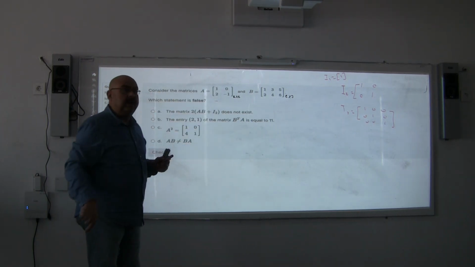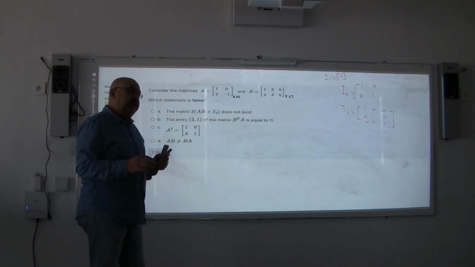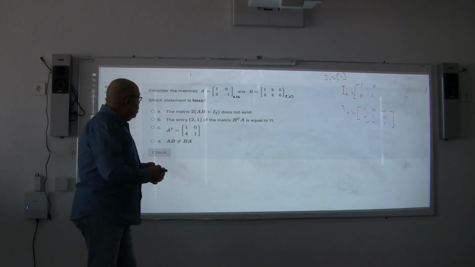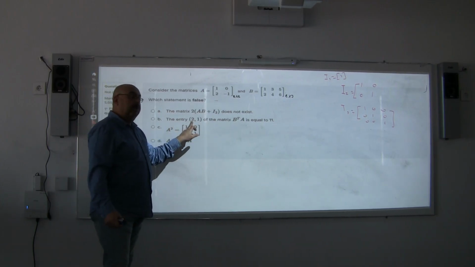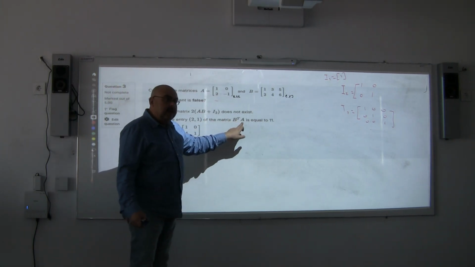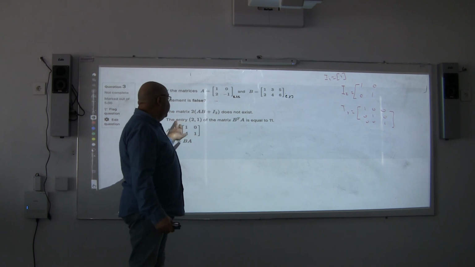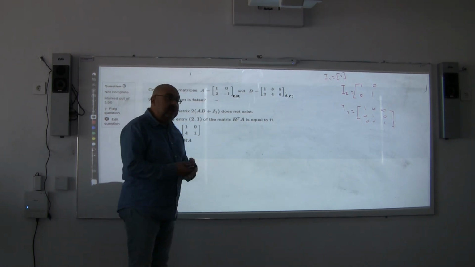And this is not going to be correct, because I'm not asking you about the correct questions or the correct statements, but I'm asking about the false statements. Okay, now for the entry 2, 1 of the matrices B transpose times A. How to get the entry 2, 1 from the matrices B transpose times A?